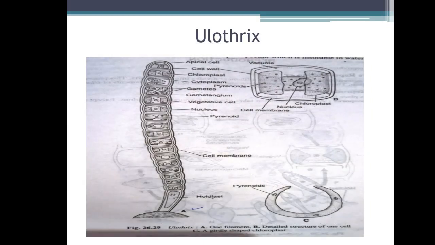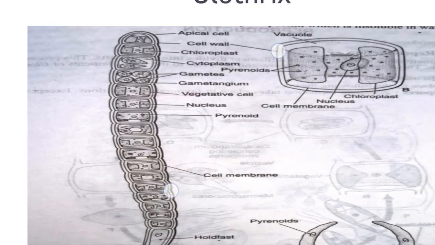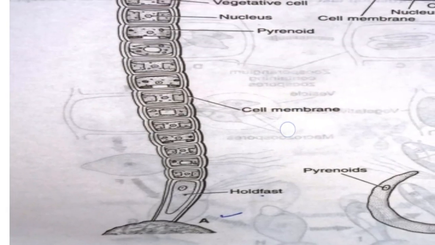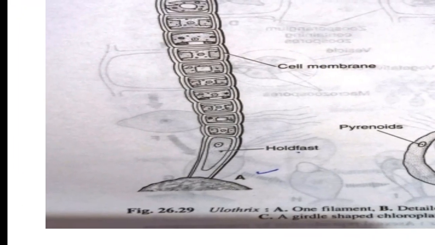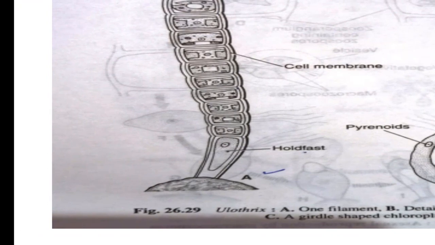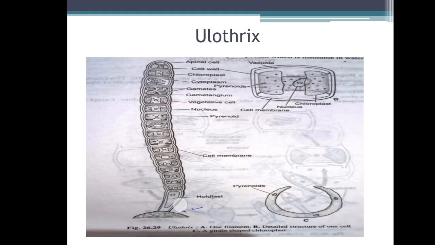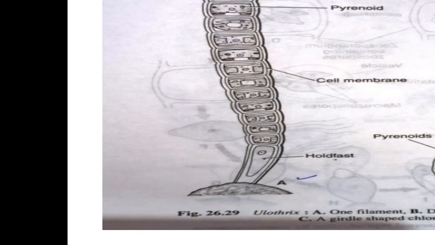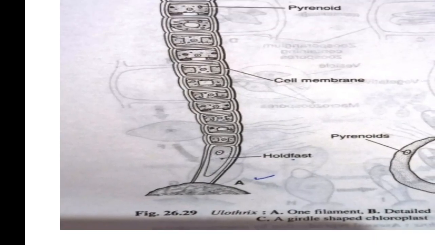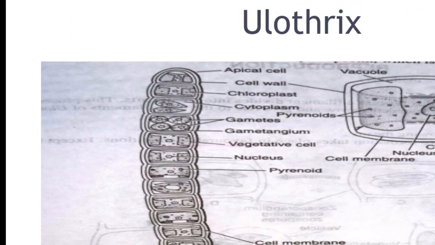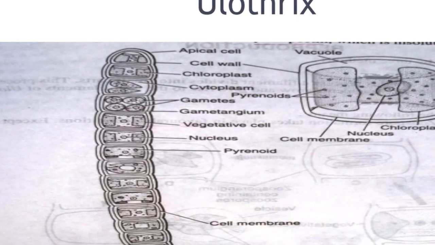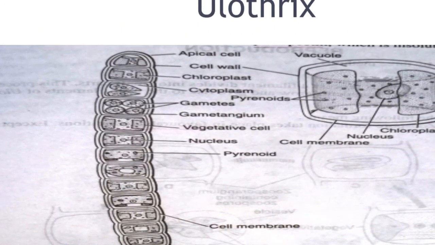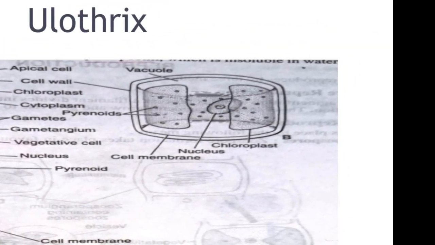Now the third example is Ulothrix. Here you will see that it is a fixed, ribbon-like, non-floating structure having a non-chlorophyllous holdfast. The basic segment of this particular alga is non-chlorophyllous, and it has three types of segments: one is the holdfast, another is the square-shaped, and the third is the upper apical cells. There is a unique feature of each and every segment.